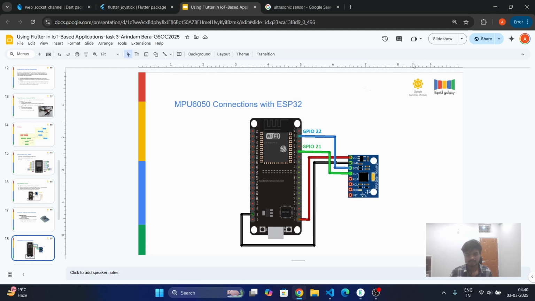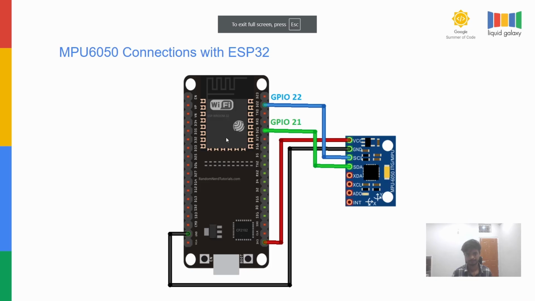MPU6050 connections with ESP32. So yeah, I can show you this. Currently, it has two pins, SCL and SDA, and these SCL and SDA pins are connected to 22 and 21 similarly in my ESP32. And I have also connected the VCC, that is the voltage pin, and the ground pin to the voltage and ground pin of the ESP32, as you can see in the diagram too.